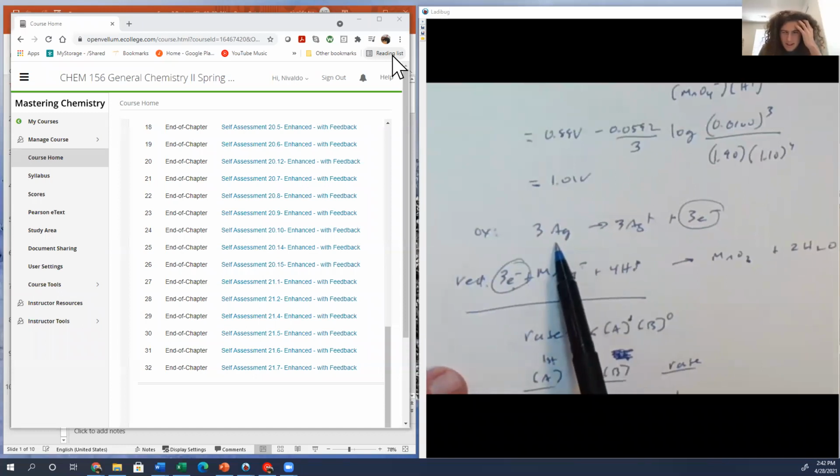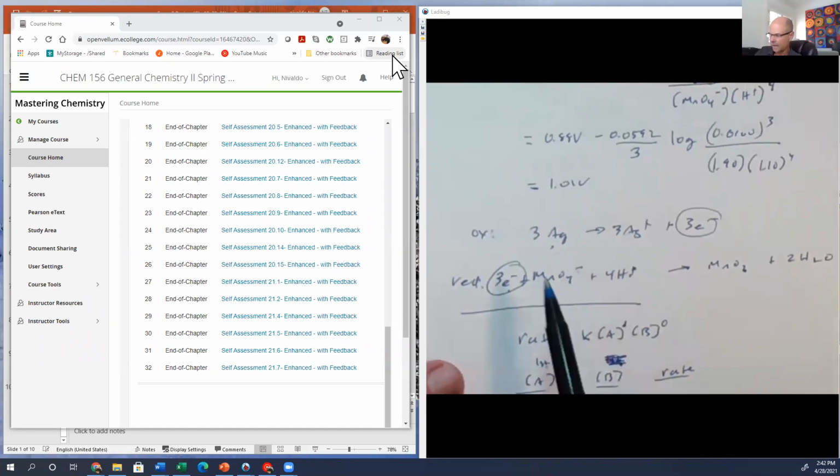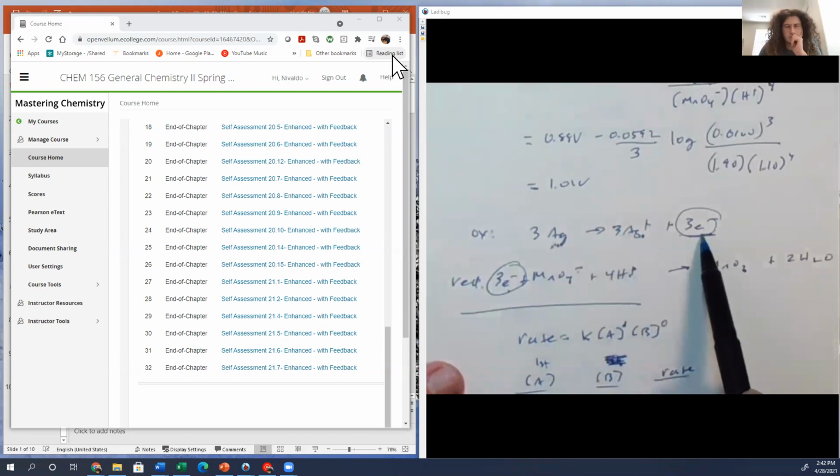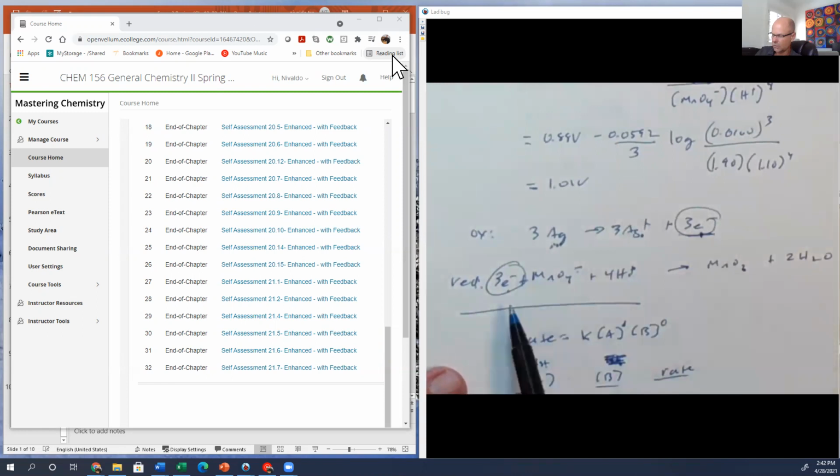One way to do it is to say you can just look at silver: there are 3 silver atoms that go from 0 to +3. So there must be 3 electrons. So n is equal to 3. The other way you can do it is to break it up into the half reactions and see that for MnO4 minus, 4H plus, in order to balance that half reaction, you need 3 electrons.